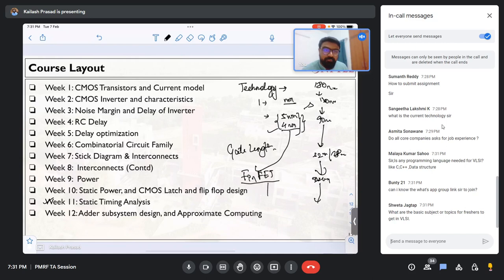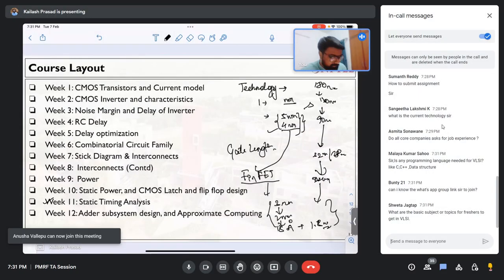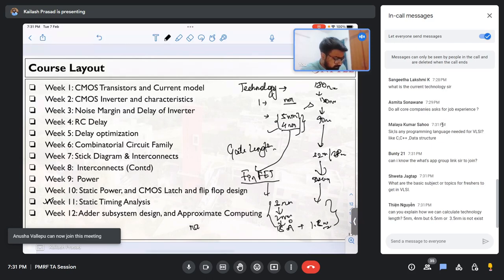And when we talk about the future, the future is 3 nanometer and 2 nanometer. And Intel has actually said 18 angstrom. So their technology will be 18 angstrom, that is 1.8 nanometer. This technology will use what we call nanosheet FETs.